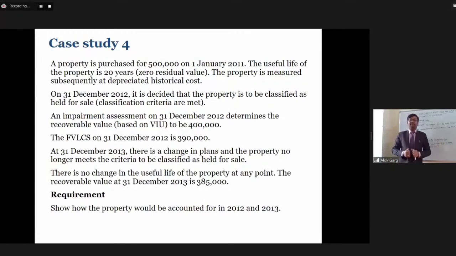Okay. And the recoverable value on the date of change of plan is given. It is 3,85,000. So we need to calculate, had this impairment never occurred, then what will be the carrying value? Okay. Have you understood? So the requirement of the question is you are required to show how this HFS accounting has to be done and how this change of HFS accounting is required to be done in 2012 and in 2013. I hope the question is clear to everyone.